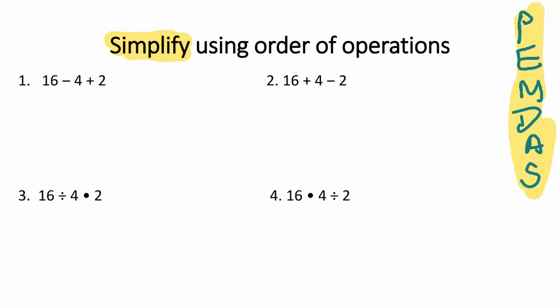Now, let's look at the first one. I have no parentheses, I have no exponents, there's nothing to multiply or divide. When I do this, notice down here, I'm at the add or subtract line. I am going to do the subtract first, which means that I'm going to get 12 plus 2, which gives me the answer 14.